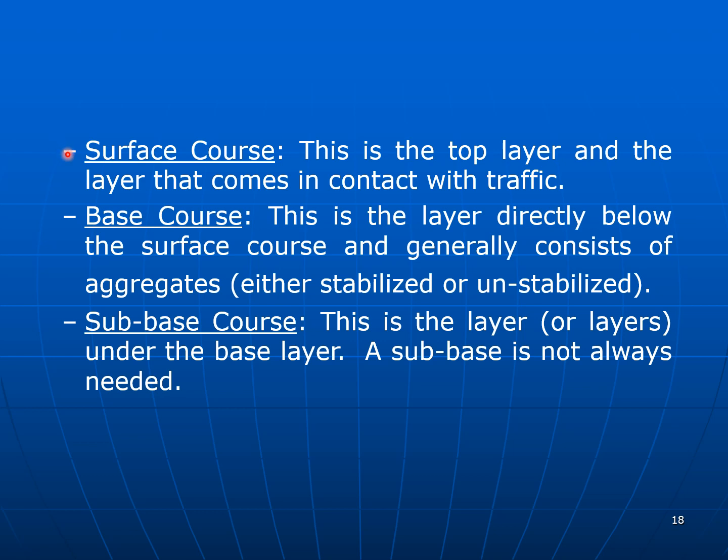Surface course. This is the top layer and the layer that comes in contact with traffic directly. Then the base course. This is the layer directly below the surface course and generally consists of aggregates, either stabilized or unstabilized. Then the subbase course. This is the layer or layers under the base layer. A subbase is not always needed.